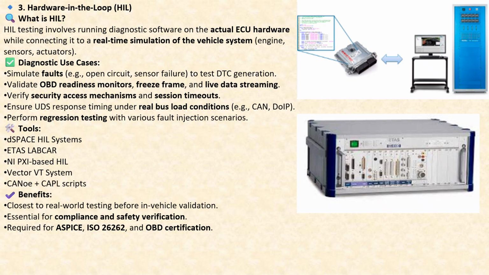Now, when it comes to hardware in loop, what is hardware in loop testing? Hardware in loop testing involves running diagnostic software on the actual ECU. This is extremely important: on the actual ECU, while connecting it to a real-time simulation of the vehicle system. Let me point out, on YouTube there are some beautiful videos by companies like ETAS or dSPACE, which have given a beautiful explanation along with a demo in their videos.